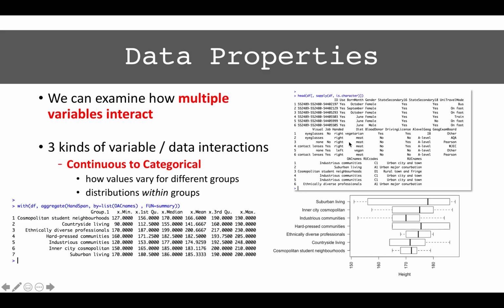These are all the potential categorical groupings here: blood donors, diets, left or right-handed, whether you've got a job, state secondary school or not, etc. And we can use these to examine the differences in these numerical distributions between the different data sets, between the different groups, I'm sorry.